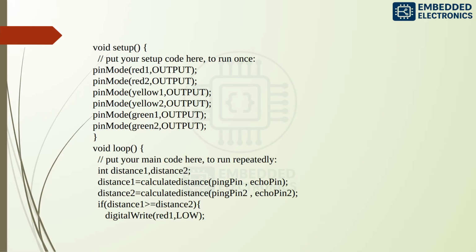So here is the setup function. It tells the Arduino whether each pin is input or output. Here you can see all the LEDs are set as output. And next is the loop function.